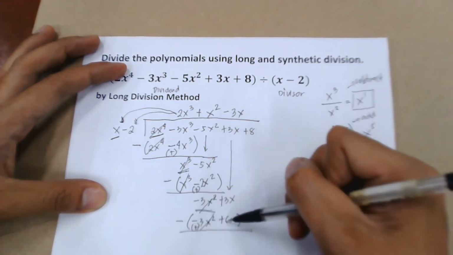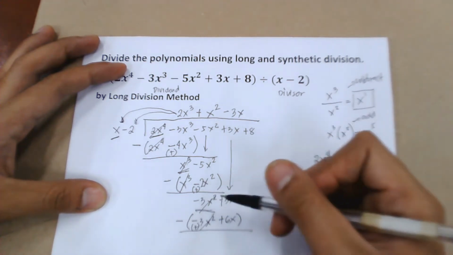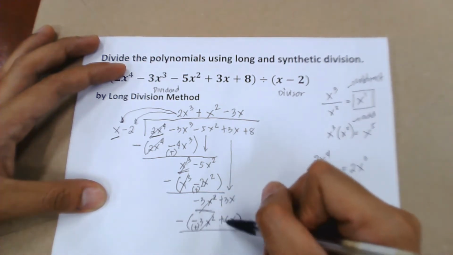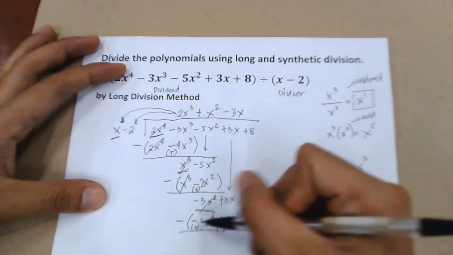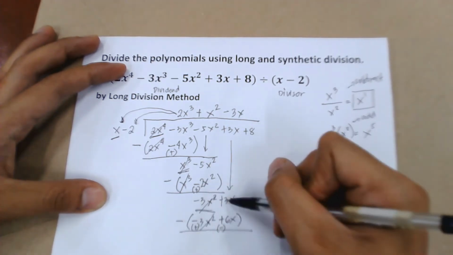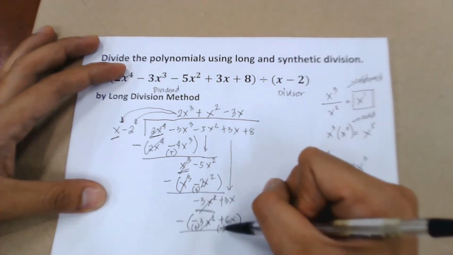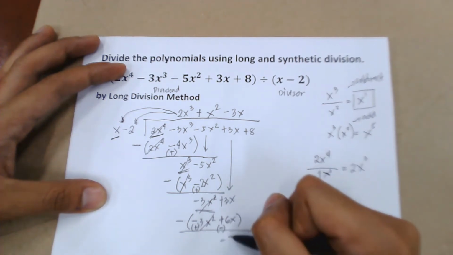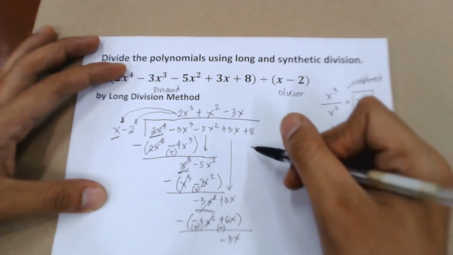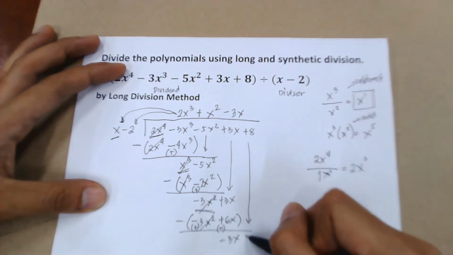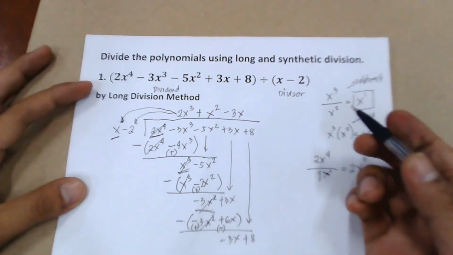3x minus 6x. So we have, this will become negative. Negative times positive, that is negative. So 3x minus 6x, that is negative 3x. And lastly, we have to bring down positive 8.